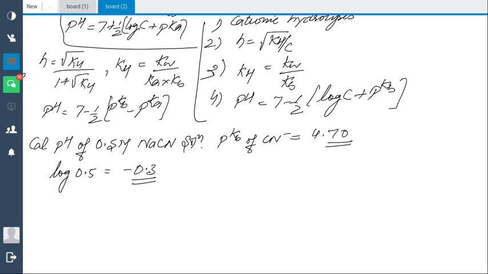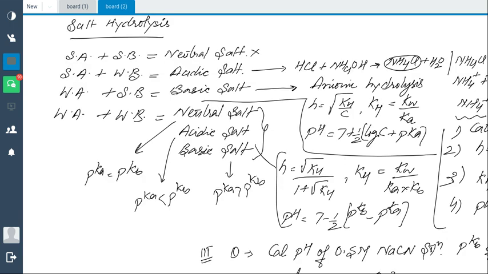The formulae that I've written, this is for all three salts. But then there are conditions: when the salt will be acidic, when basic, and when neutral.